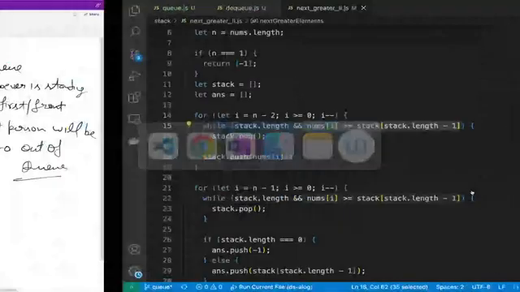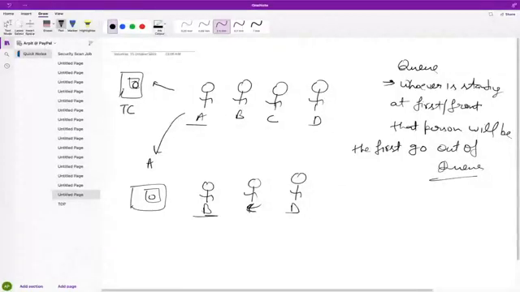Now a new person is coming. Now E is also coming. So where will he stand? He will not stand at the first position or in the middle. He will always stand at this position. Correct? He will always stand at the last position.